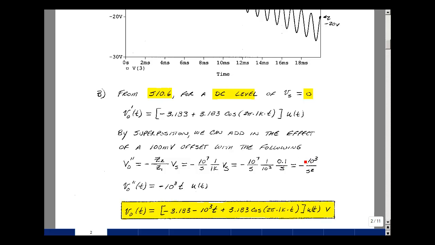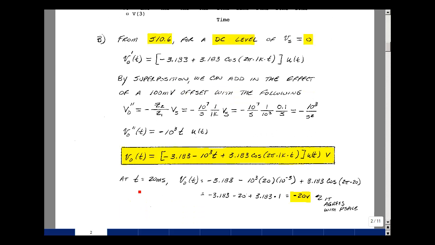Taking the inverse Laplace transform of that, from our table in Chapter 9, we have a scalar of minus 10 to the 3, and then 1 over s squared is equal to t, and then I'll multiply by u of t. Then adding our two results, we have minus 3.183 minus 10 to the 3 times t plus 3.183 times the cosine of 2 pi 1k times t, and all of this times u of t.